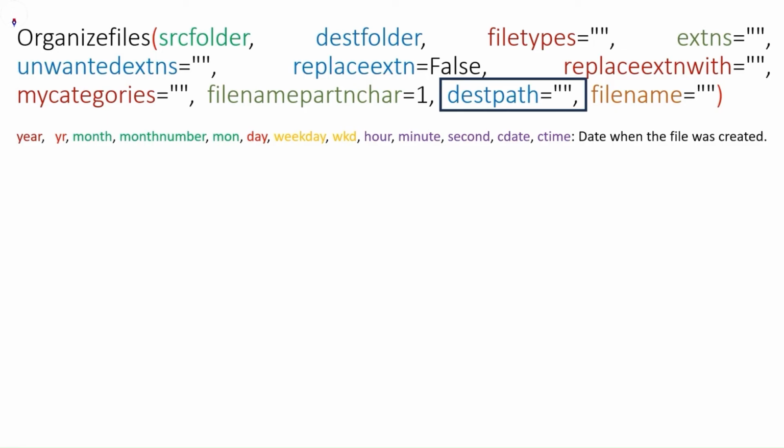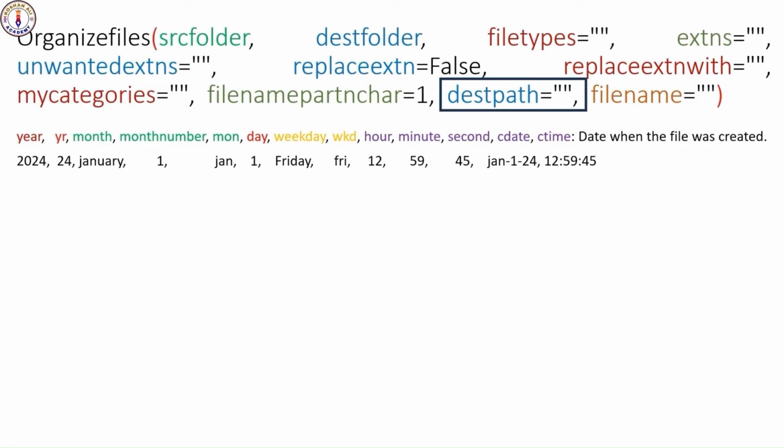What you can use in dest path for creating subfolders: you can type year for creating a subfolder with the full 4-digit year. For example, 2024. For 2-digit years, just type YR. It will create a folder with just the 2-digit year. If you type month, it will create folders with the full month name. However, if you want to create folders with month numbers, then type month number. For example, here it will create a folder with the name 1. MON will create a 3-letter short code for the month. For example, for January, it will create a folder named JAN.